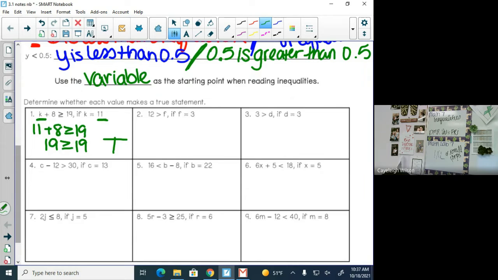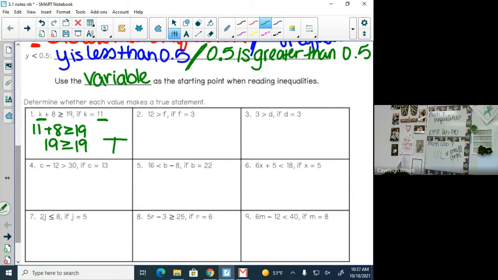Are we just going to use the greater than or equal to sign and not use the equal? Right. All right, let's look at number 2 here.